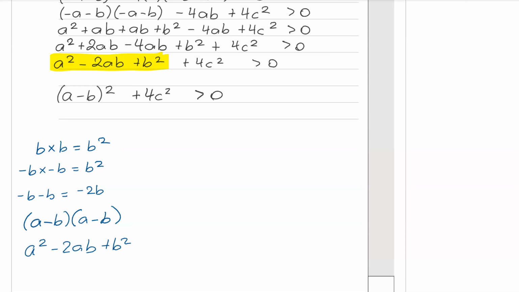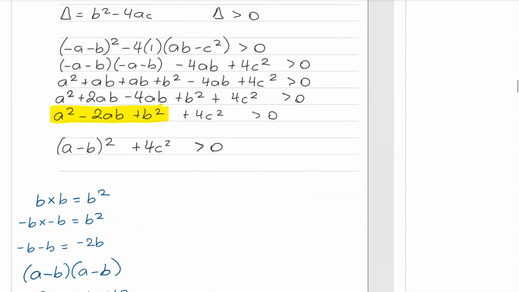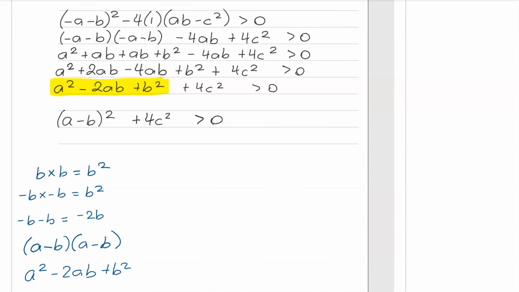If I look at a and b, they could be any number. If a was 0 and b was 0, we'd just have 0 over there. Now we were told that c cannot be 0. c can be any number but 0, so c can be a negative number or a positive number. However, whether c is negative or positive, c squared will always be a positive number, no matter what.